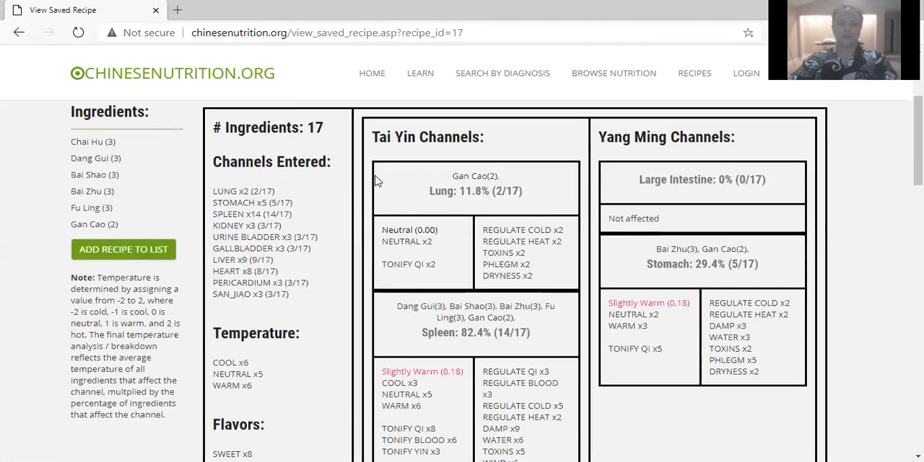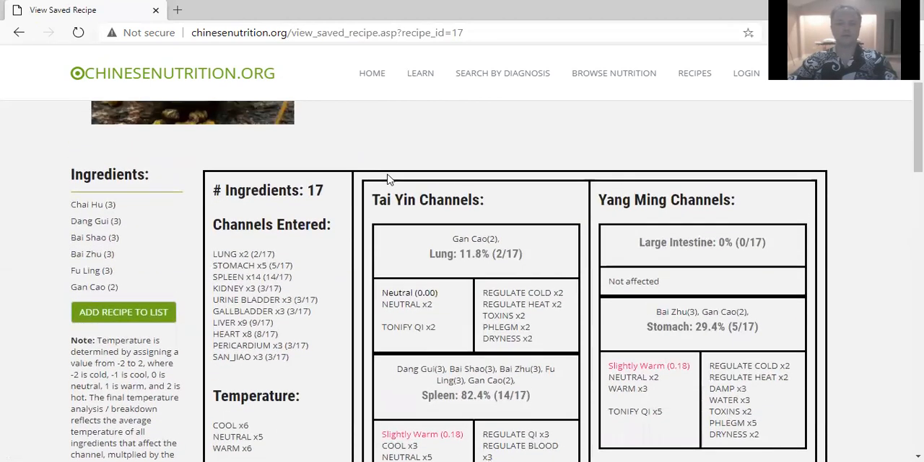Now, the way that we break the formula down is we get it down to the core level of ingredients. In other words, what is the minimum number of ingredients that we can have and still maintain the integrity of this formula? In this case, that's going to be 17 ingredients or 17 portions. You can also relate this to the number of grams in the formula. So in this formula, we've got 17 grams: 3 chai hu, 3 dang gui, 3 bai shao, 3 bai zhu, 3 fu ling, and 2 gan cao.